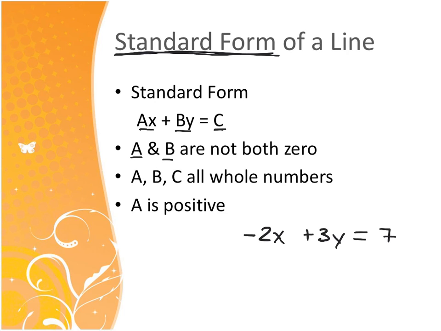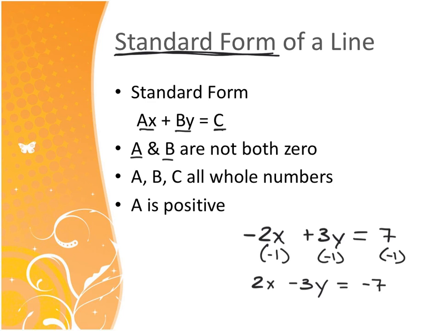Yes, ma'am. Multiply by -1. Let's multiply everything by -1. That's okay to do as long as you do it to everything. We get 2x minus 3y is equal to -7. That would be considered standard form.